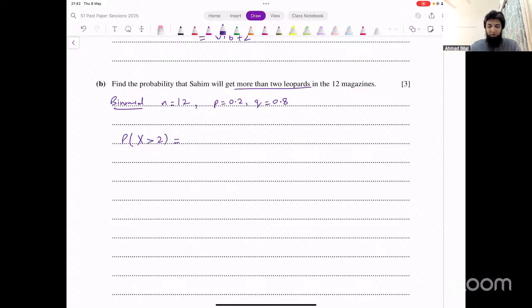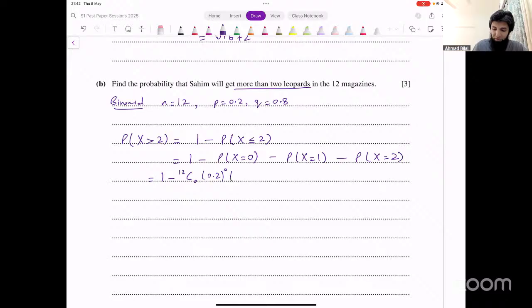That's too many probabilities to calculate. For binomial, we don't have a direct inequality formula. We can flip this. We can say x greater than 2 is the same thing as 1 minus probability of x less than or equal to 2. So 1 minus probability of x equals 0, x equals 1, and x equals 2. In binomial distribution, we also have to consider the x equal to 0 case. Now we just input values in the formula. 1 minus 12c0 into 0.2 raised to power 0 into 0.8 raised to power 12, minus 12c1 into 0.2 raised to power 1 into 0.8 raised to power 11, minus 12c2 into 0.2 raised to power 2 into 0.8 raised to power 10. And that is going to give the result. You can see what that is. What do you get from this?